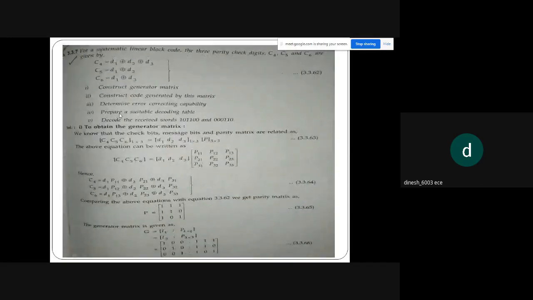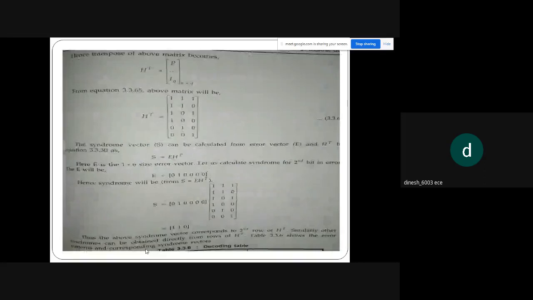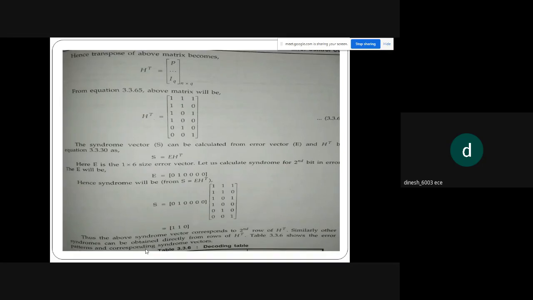Next question we'll see. Prepare a suitable decoding table. So we will prepare a suitable decoding table by the formula H matrix. H matrix is P transpose, I_Q, where Q cross K. So how do we find the H matrix? H matrix is your parity check matrix, we'll find it.